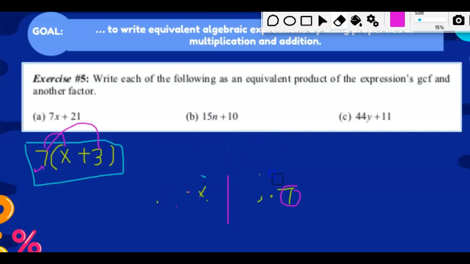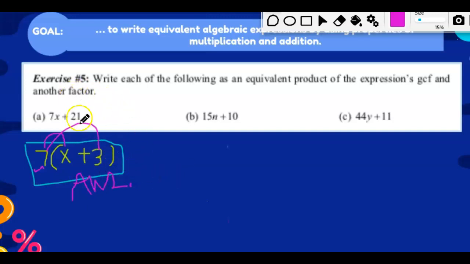Kenny, is your question answered? Yes, I got it now. Okay, cool. Miss Gongora, do we have time? 4 minutes. Miss Gongora, can I say something? Yes, go ahead. Is 7 parentheses x plus 3 the answer? For letter B? For letter A. For letter A, this is the answer. We cannot put them together.